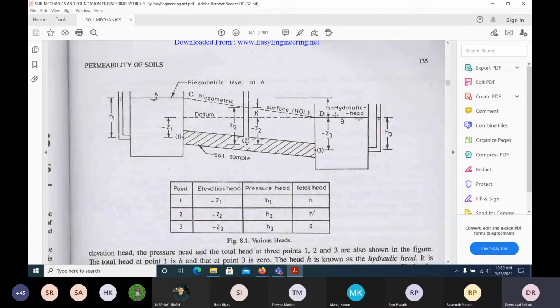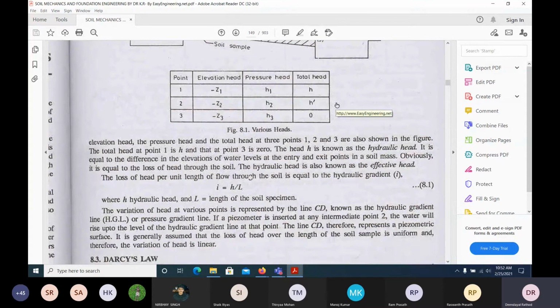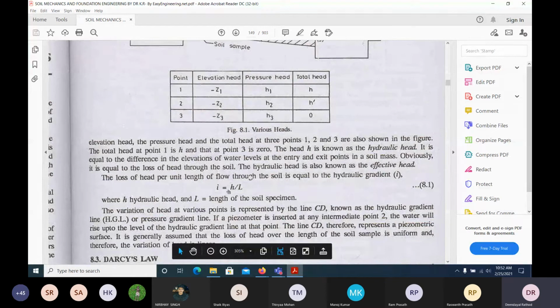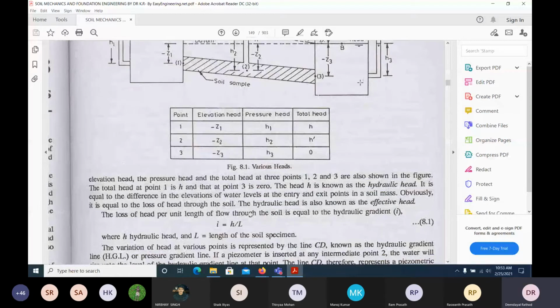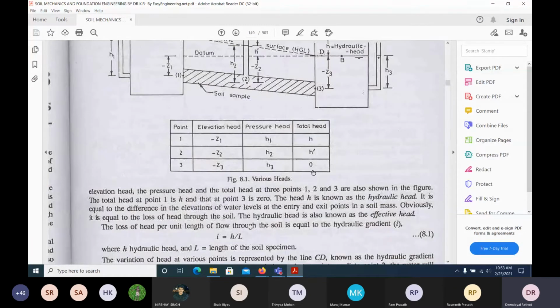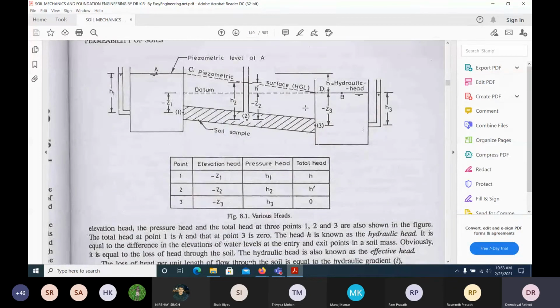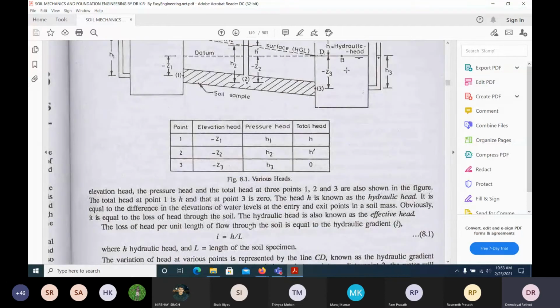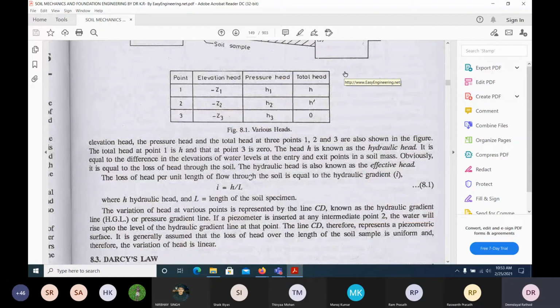Suppose H is the loss of head, then how can we define the hydraulic gradient i? The loss of head per unit length of flow through the soil is equal to the hydraulic gradient, and it is represented by i. i is equal to loss of head divided by L, where L is the length of the soil specimen. H divided by L will give the hydraulic gradient. Understand?